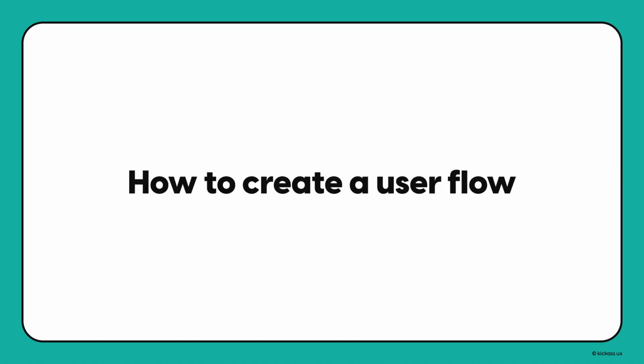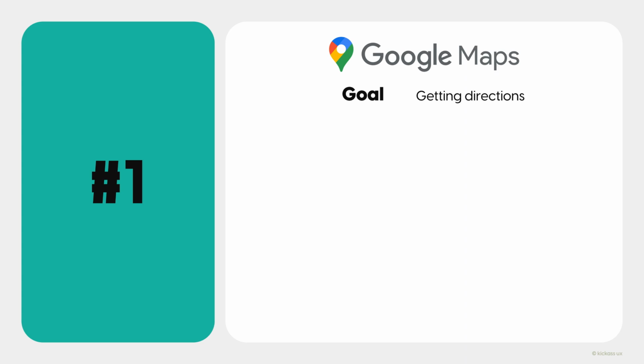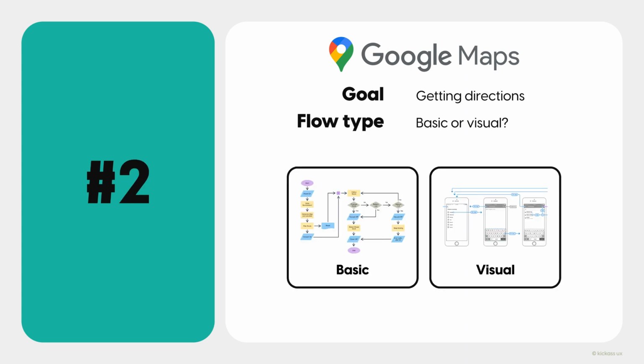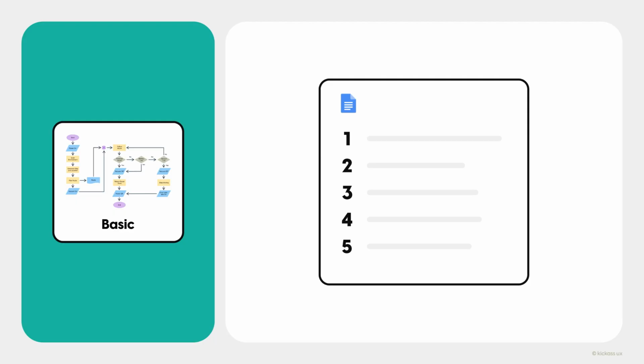Now let's talk about how to create your own user flow. First things first, choose a user goal to create the flow for. For example, using Google Maps to get directions. Next, determine if you want to create a basic user flow or a more visual one using your wireframes. What you choose will really depend on where you are in your process. If you've been following along with the free course, we recommend you choose the more visual user flow using your wireframes. If you want to create a basic user flow without mapping the screens together, pull out a Word document and start writing down all the tasks in order that it would take to complete the user's goal.